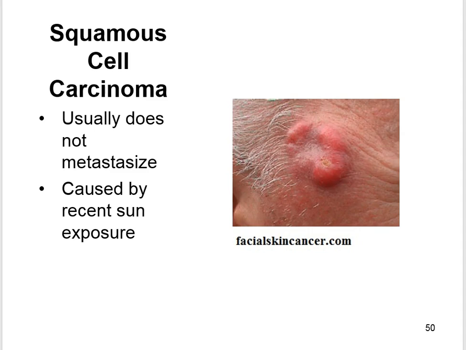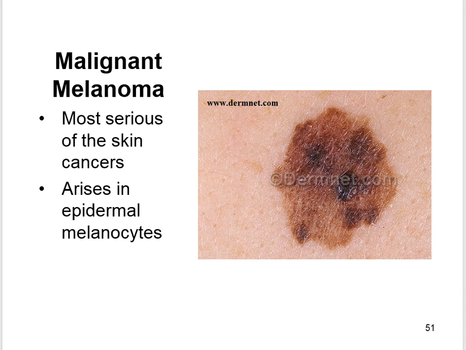Now, the squamous cell carcinoma usually does not metastasize, and it's caused by recent sun exposure. It appears as a thickened, red, scaly spot that may bleed easily, crust, or ulcerate, and it grows over some months. Now, the bad boy is the malignant melanoma, and a melanoma is cancer of the skin's melanocytes. It's the most serious of the skin cancers, arises in the epidermal melanocytes, thought to be caused by a severe sunburn in childhood. Okay, now let's talk about the ABCDEs of melanoma.